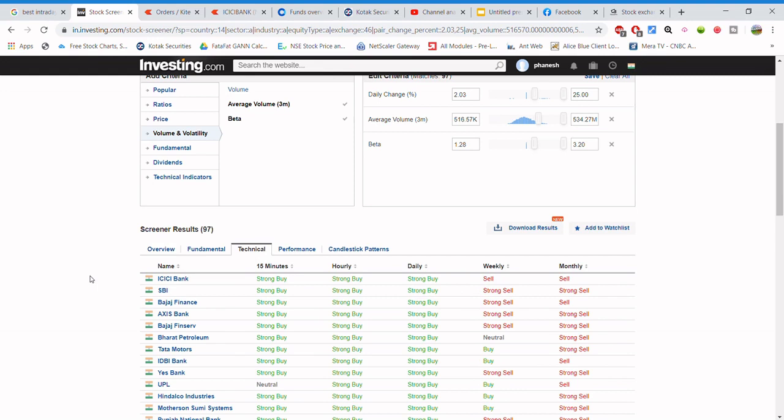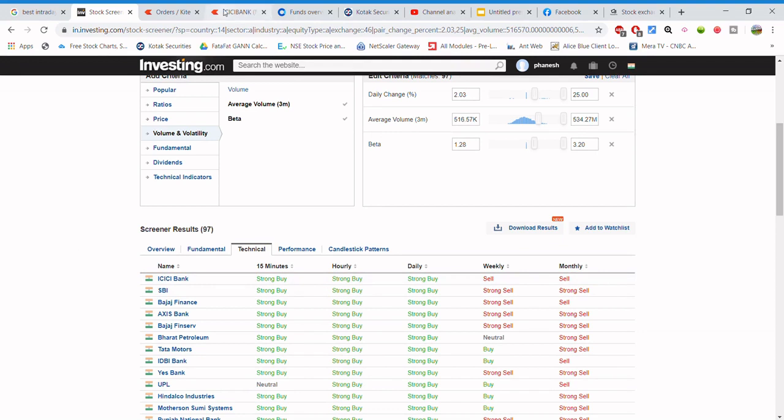Normally you need to be very careful in selecting. Out of 5, you could see 3 of them sound good. But what I'm doing is intraday, so I can completely ignore these two parts, weekly and monthly, and go with these three. So ICICI Bank is looking good, and I'll take ICICI Bank from here.